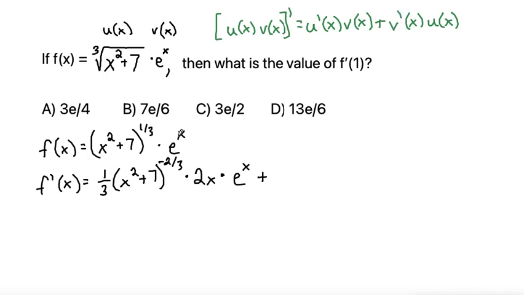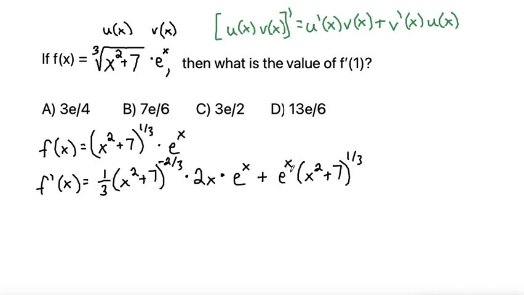So that's the derivative of our e to the x. The derivative of e to the x is e to the x, so it doesn't change. And then multiply by u of x, which is just the first function without taking its derivative. Okay, so this is our derivative written out.